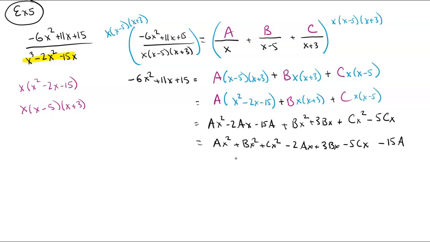So now that I've gotten it in this order, I'm going to factor out the x squareds. So this becomes a plus b plus c. Please be aware of your coefficients of positives and negatives, right? I'm going to factor out the x here, so it becomes negative 2a plus 3b minus 5c. Again, the only things you're factoring out are the x's. And then finally, negative 15a.